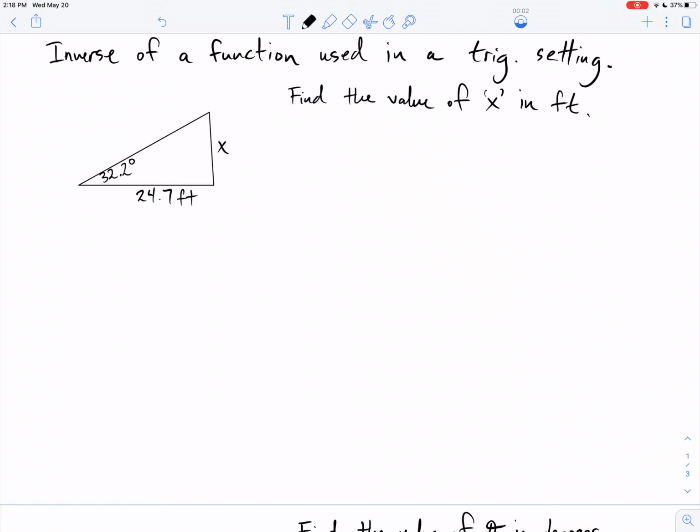Hey guys, we're in section 6.1. We are almost done after we get through this, but I want to make sure you understand what you're actually doing when you do these.